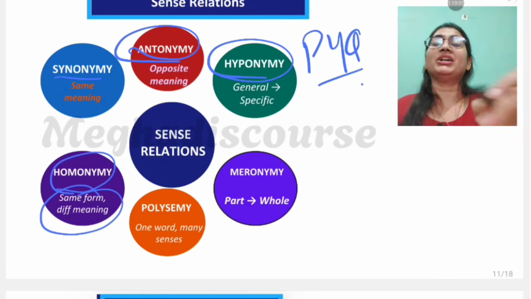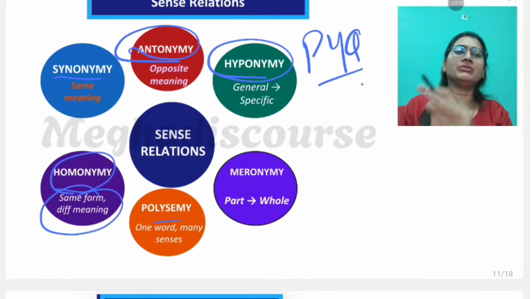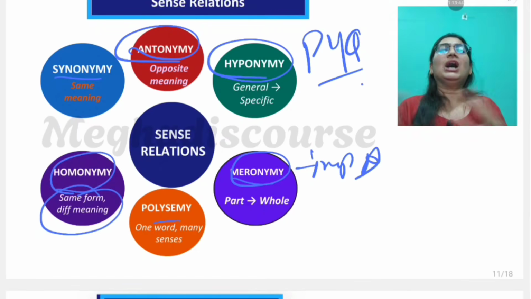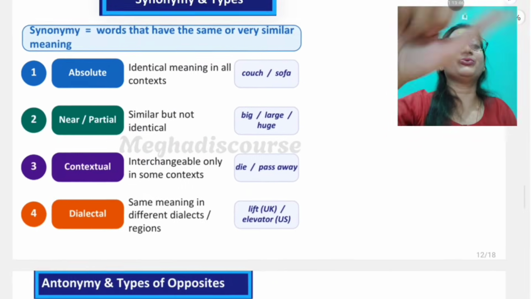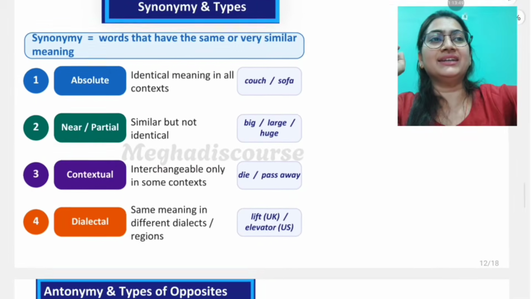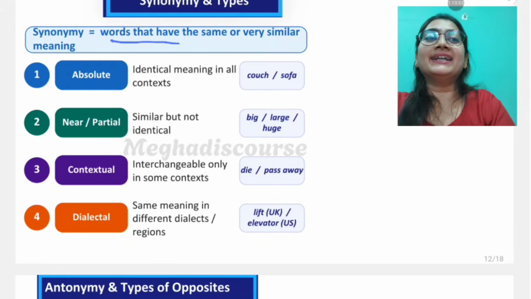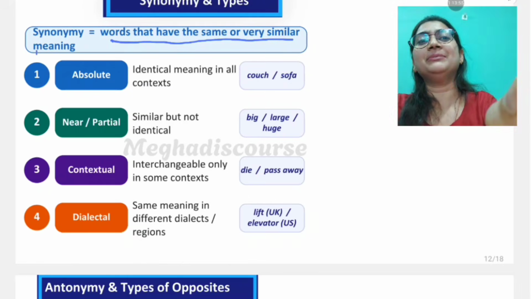Homonymy, same form but different meaning. Polysemy, one word but different senses. Meronymy, this is the important one. It is part-whole, how they are interrelated to each other, how they are different from each other. So let us understand this one. First, synonymy means words that have the same or very similar meaning.